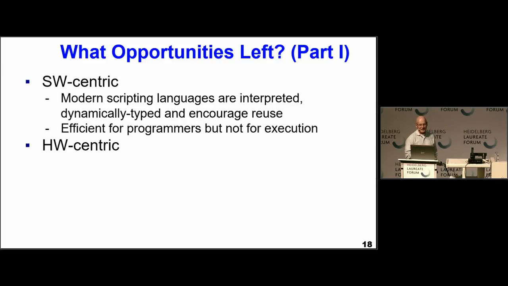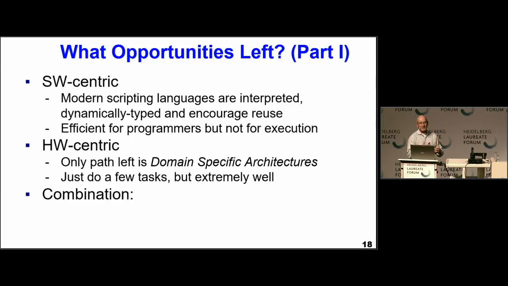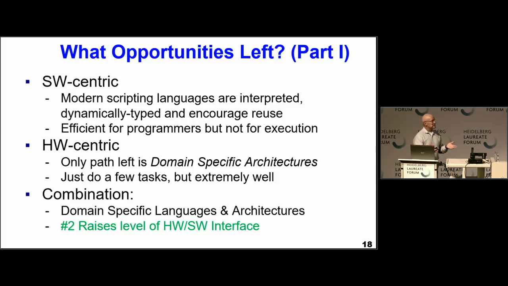From the hardware-centric side, for computer architects, the only thing left is what's called domain-specific architectures. We can't make single processors any faster. There's a limit to how many processors you can put on a chip, so the only thing left is to do something specific, not general purpose. They do a few things really well, but they don't do everything. And you can combine these two together, which gives another one of these lessons: by using a domain-specific language that'll raise the level and allow us to innovate.